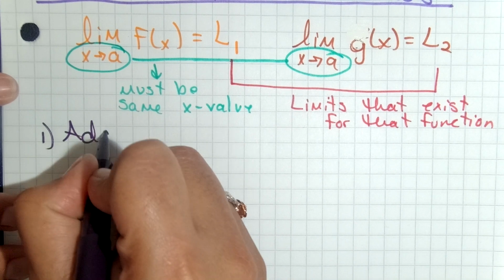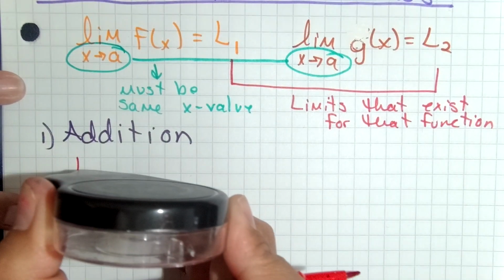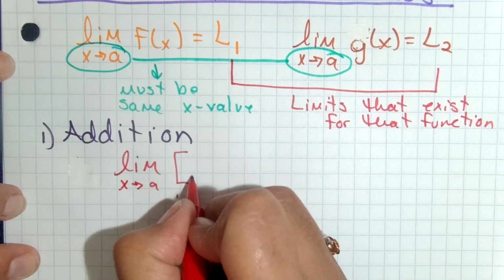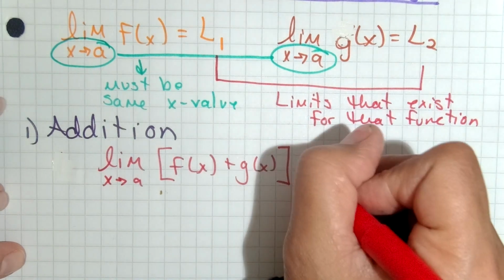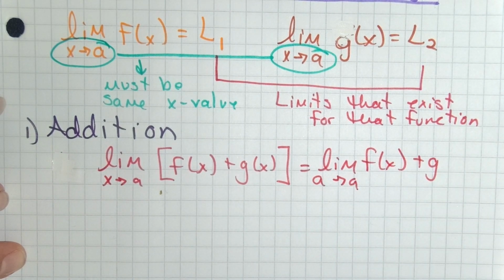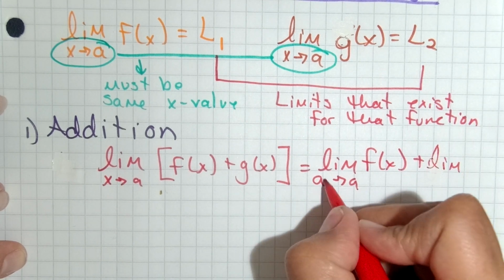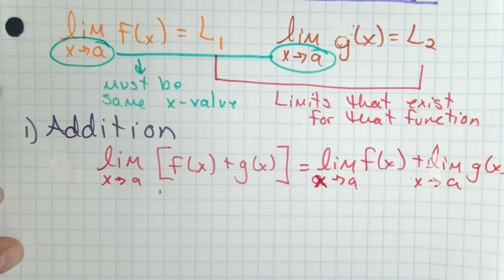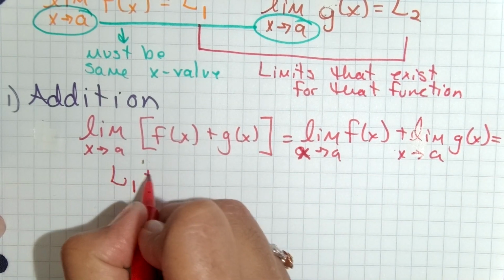Alright, first one is addition. So if we have the limit as x approaches a of two functions being added together, then the limit law tells me I can separate the two and find them separately if needed. So that will give me L1 plus L2.